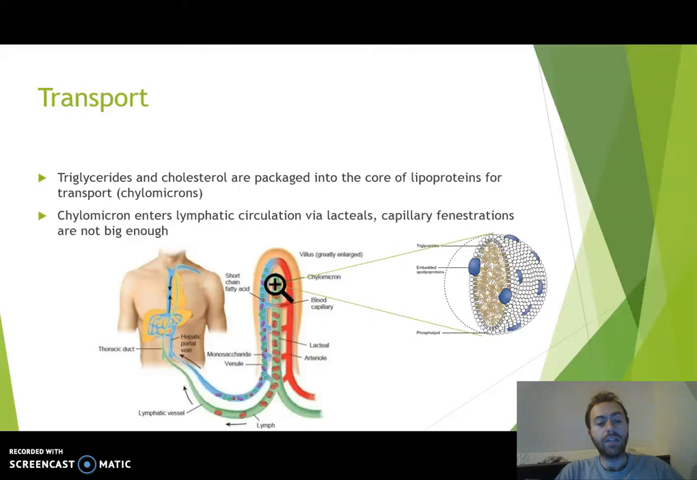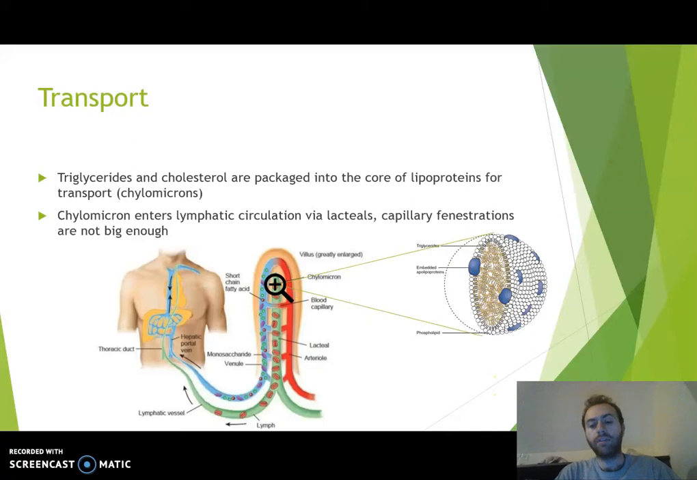After exiting the cell, chylomicrons are still too large to pass through the tiny fenestrations and capillaries to enter circulation. Instead, they are absorbed into lymphatic vessels called lacteals. Chylomicrons enter lymphatic circulation and drain into the venous blood supply just before the blood enters the heart, where it can be pumped to the rest of the body and used by body cells.